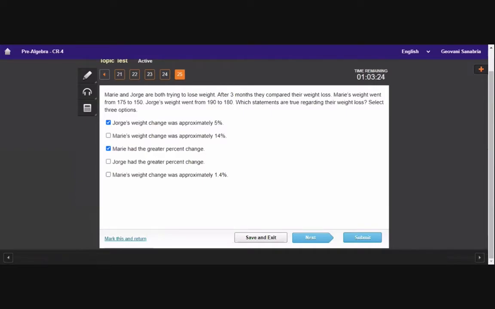Minus. Yeah, so it'd be the second one too, the 14%. You just did 175 minus 14% in the calculator and see if it got to 150? Yeah, it gave me 24.5, so it would just be minus.